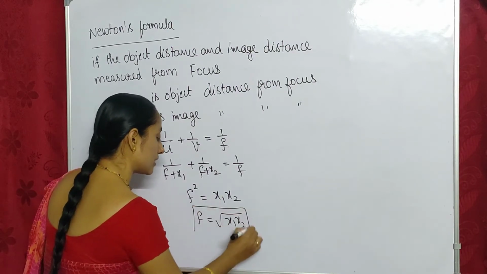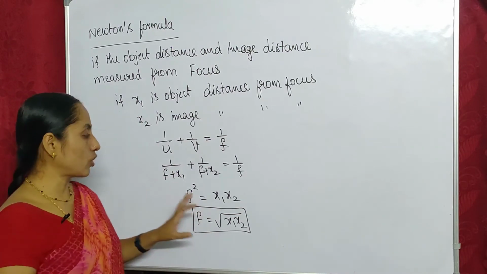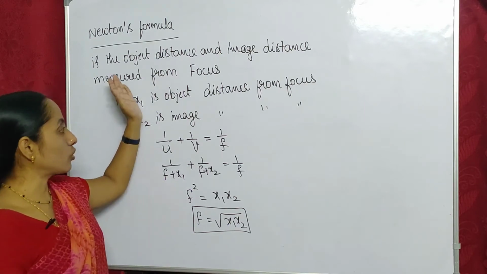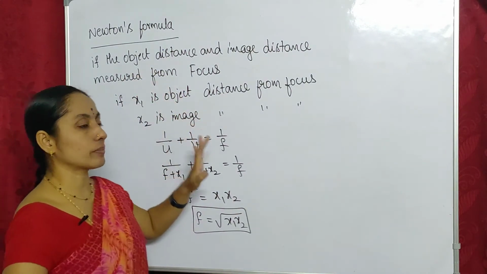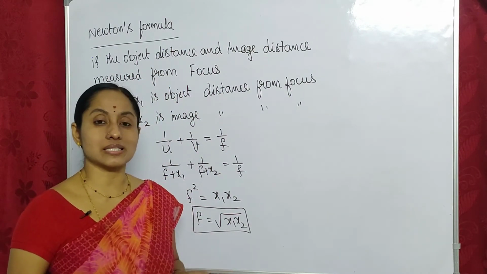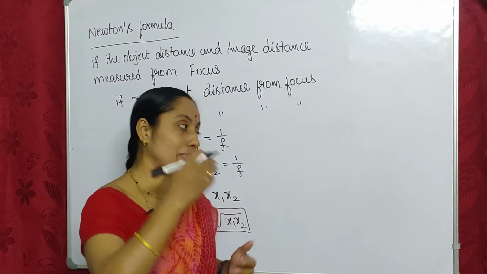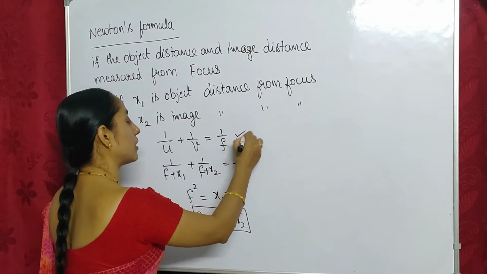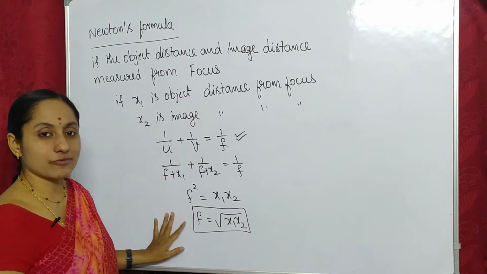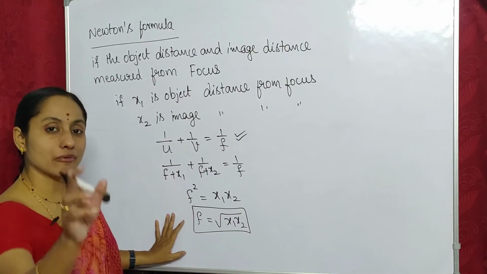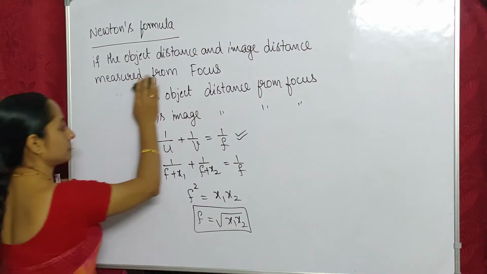I am not deriving or doing the calculation because it is not necessary for you. So you can remember the direct formula. So what is the condition? That is more important. In case of Newton's formula, the condition is all the distances are measured only from focus, not from pole. When you are writing the 1 by u formula, the distances are measured from pole. When you are writing this formula, the distances are measured from focus. That's the only difference we need to know. So this is Newton's formula.